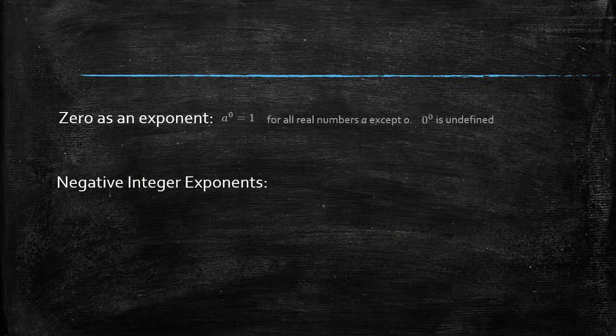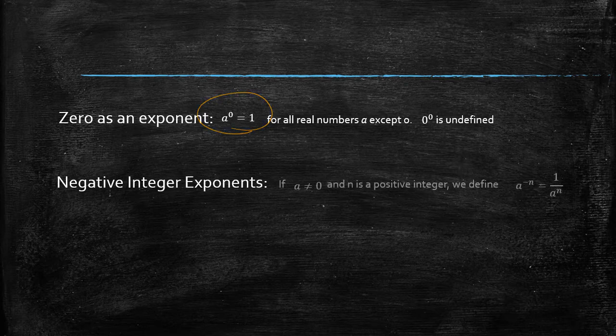Okay, we have 0 as an exponent. On the last slide, we determined that a number to the 0 power equals 1. This is true for any real number except for 0. 0 raised to the 0 power is undefined. However, we won't be discussing that in this class.